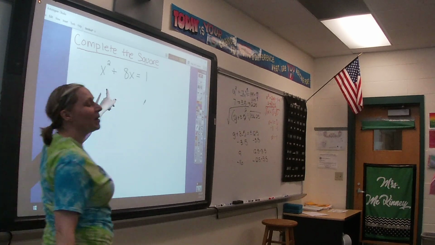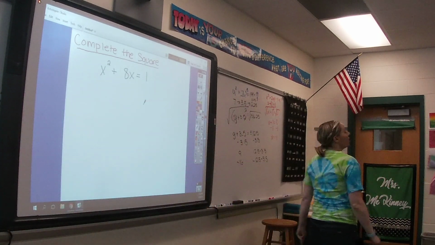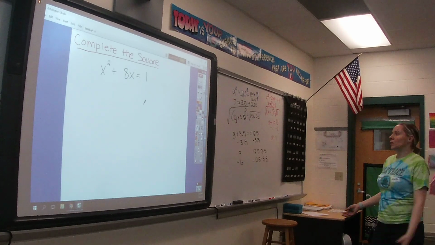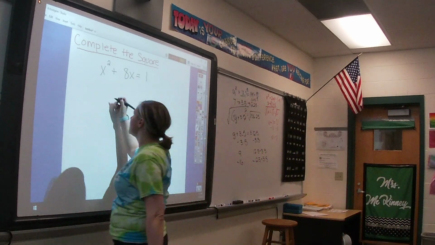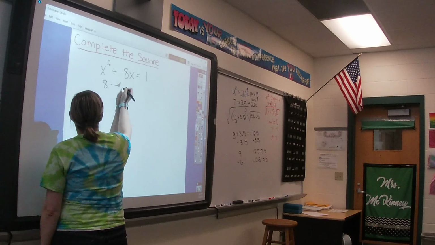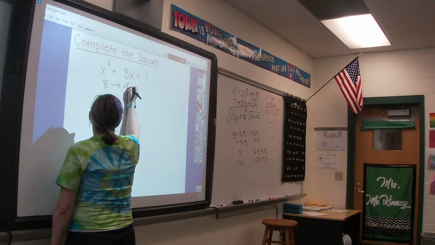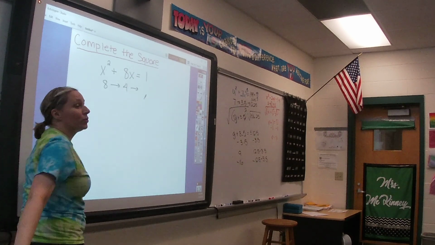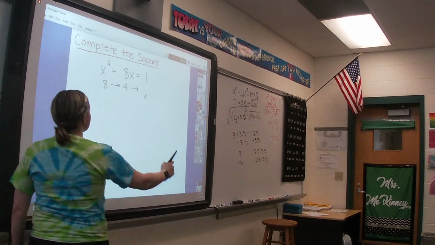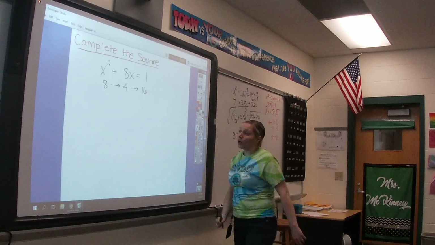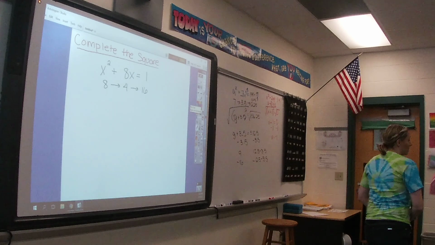Is this in the correct form for completing the square? Yes. So we're going to start with all the same steps that we looked at yesterday. So step 1, find b. What is b? 8. We are going to then take half of that, which is 4. We are then going to square 4, which is 16.